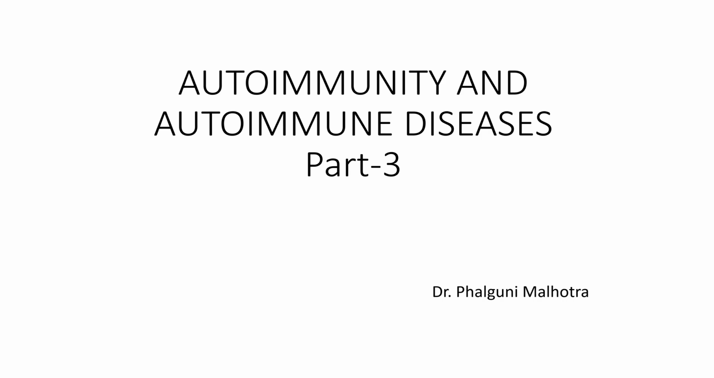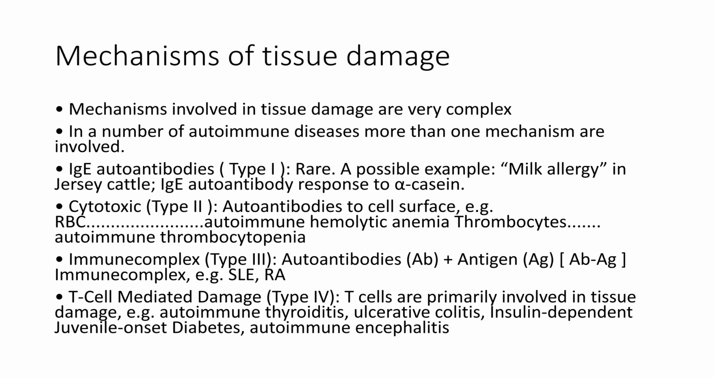So today we are going to discuss autoimmunity and what autoimmune diseases are. The mechanisms involved in the tissue damage are very complex, and in a number of autoimmune diseases more than one mechanism can be involved. For example, IgE autoantibodies occur in type 1 hypersensitivity reactions. It is rare, but a possible example is milk allergy in Jersey cattle. IgE antibody responds to alpha casein.